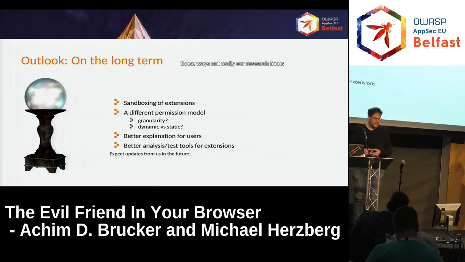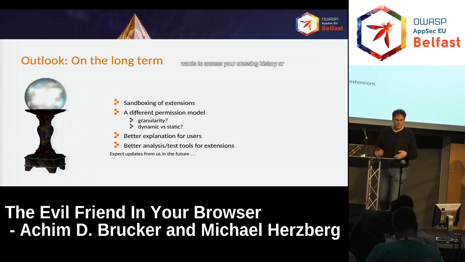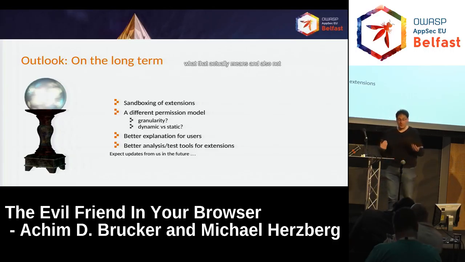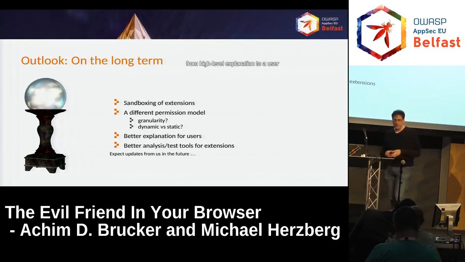So that's something which we are looking into, if we can extend the permission model in those ways. Not really our research focus, but the research focus of people working on usable security, is how to provide better explanations. Instead of only having one explanation, like the extension wants to access your browsing history or all the websites you are visiting, to make it clearer to the end user what that actually means, and also looking at what permissions can be put together for a high-level explanation to a user.